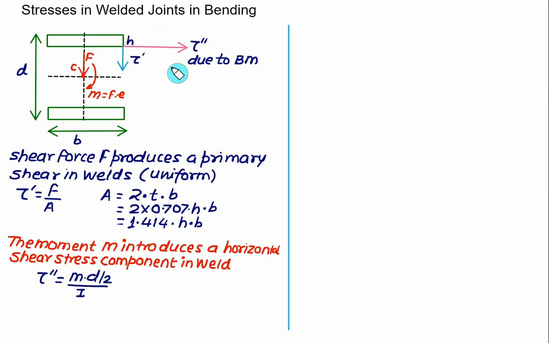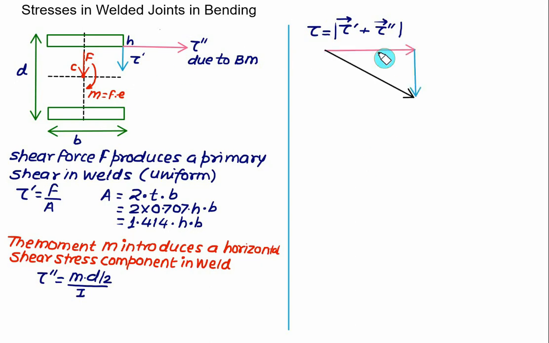Finally we have horizontal shear and vertical shear, so we can add these two shears vectorially. The resultant shear stress tau is the vector sum of primary shear plus the vector of secondary shear, both quantities in vector form, and you have to use the absolute value of this. But since here they are perpendicular to each other, we can apply the Pythagoras theorem to find the magnitude of the resultant shear stress.